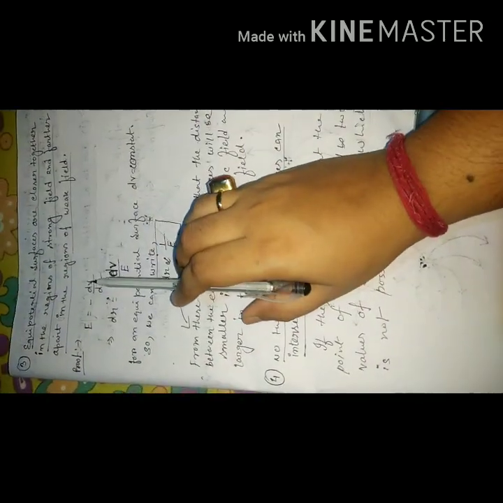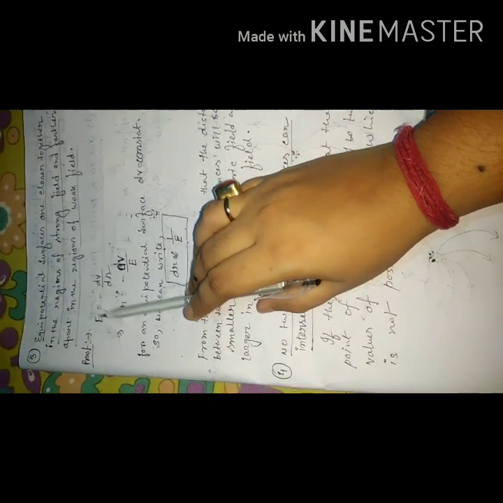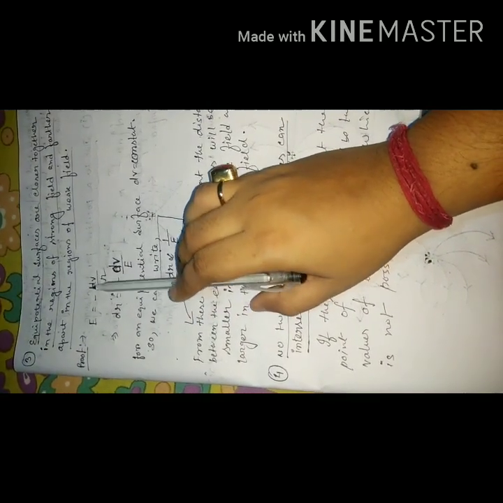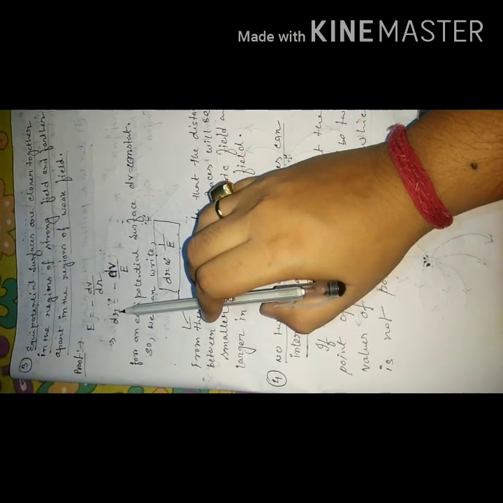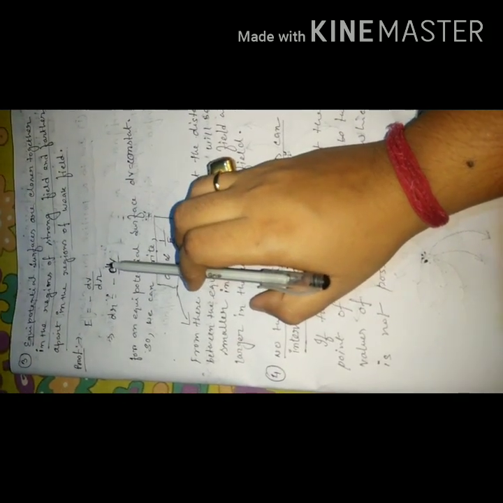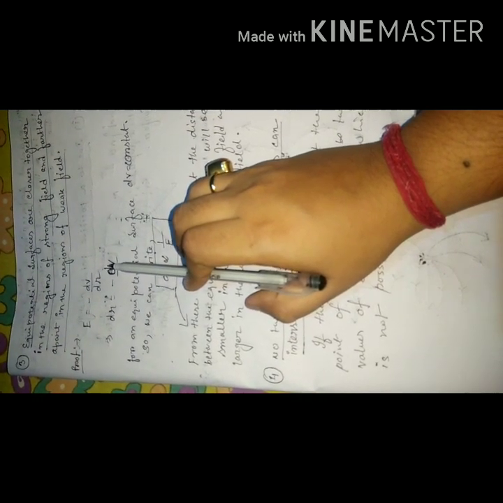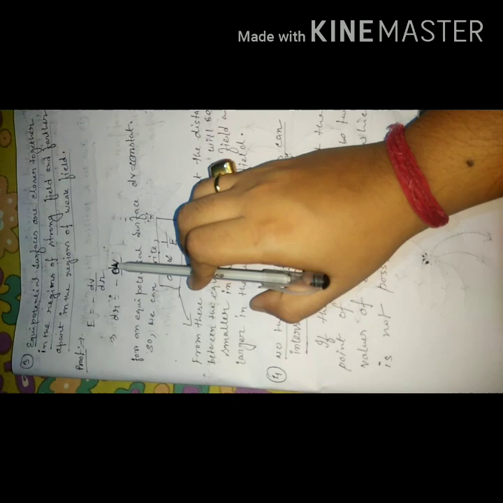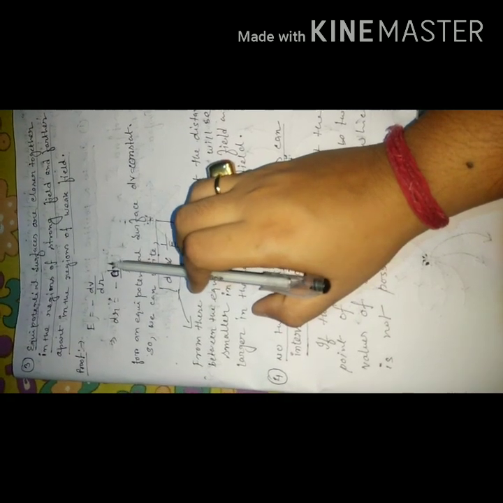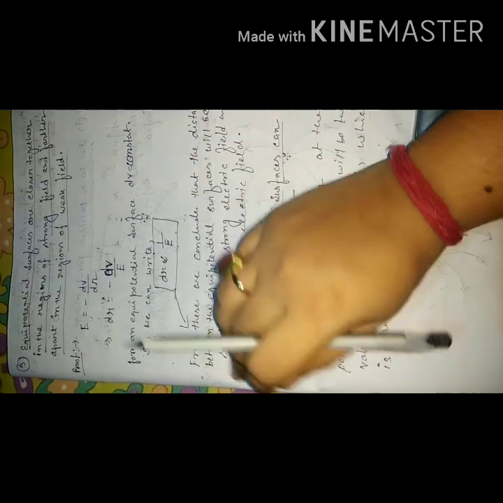We know this formula, the relationship between potential and the electric field: E equals minus dV by dr, the potential gradient. From this we can write dr equals minus dV by E. Now dV means change in potential, but on an equipotential surface dV is constant, no change, because every point has equal potential. So dV equals constant. If dV is constant, then we can write dr proportional to 1 by E.